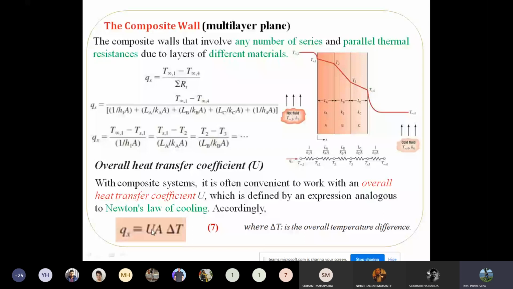Delta T is the temperature difference, U is the overall heat transfer coefficient, and A is the area over which the heat transfer is happening, right? So for this problem, delta T would be T infinity 1 minus T infinity 4.